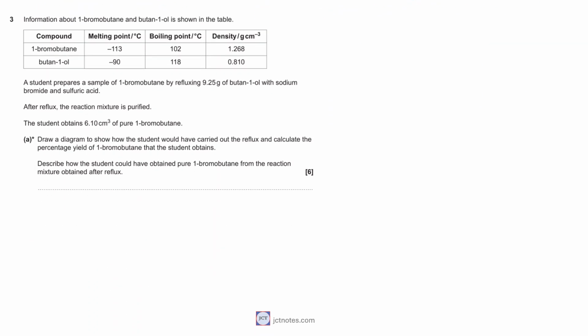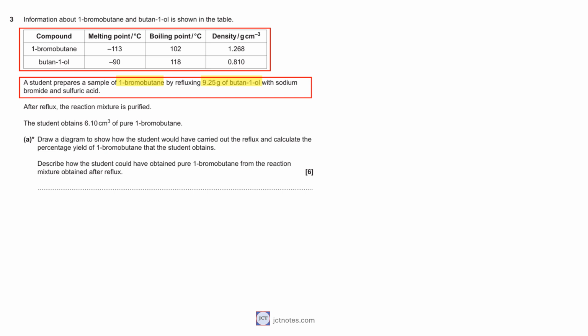In question 3, we are given a table with the melting and boiling points and densities of 1-bromobutane and butan-1-ol. A student prepares a sample of 1-bromobutane by refluxing 9.25 grams of butan-1-ol with sodium bromide and sulfuric acid. After reflux, the reaction mixture is purified. The student obtains 6.1 cubic centimeters of pure 1-bromobutane.